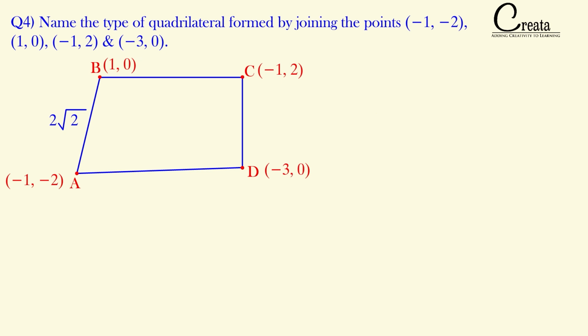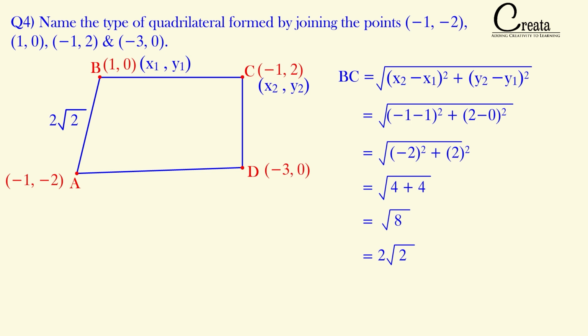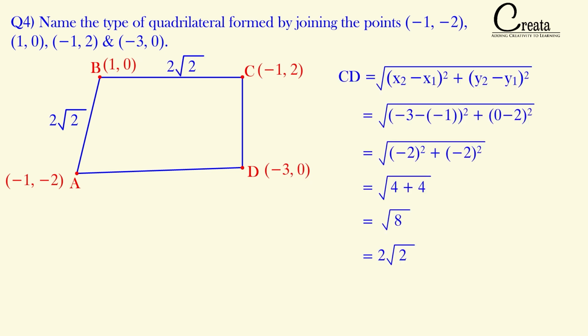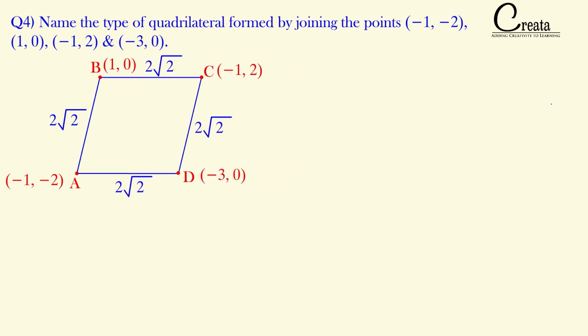Let's move further. Let's try to calculate the side BC. Here let's assume the point B as x1, y1 and the point C as x2, y2. Let's put the value. We got the side BC as 2√2. Similarly, we can find the side CD. We got CD as 2√2 and also DA, that is the fourth side of this quadrilateral, as 2√2. So if you observe, we got all the 4 sides of this quadrilateral as 2√2.